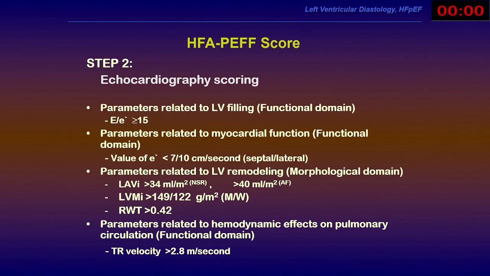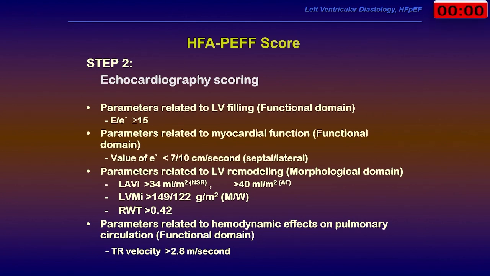So, if you have some of these criteria that's routinely done, you must shift to the other step. The other step is the echocardiographic scoring to prove or to disprove that your patient may have HFpEF. Again, parameters related to left ventricular filling, which is the E over E prime. Here we have the figure of more or equal 15. Sometimes you find in the literature the figure 14, it is more than 14, or equal or more than 15.